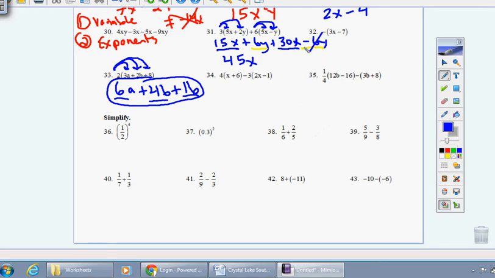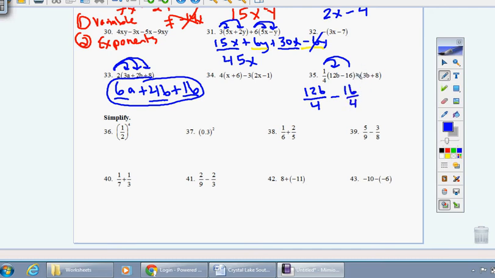Alright, let's distribute this fraction now. When I distribute 1/4 to 12b, remember 1 times 12b is just 12b over 4. 1/4 times a negative 16 is minus 16 over 4.